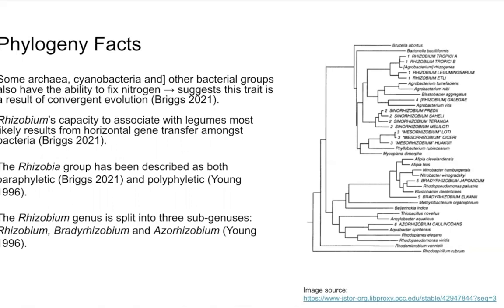The Rhizobia group has been described as both paraphyletic and polyphyletic. The Rhizobium genus splits into 3 subgenuses: Rhizobium, Bradyrhizobium, and Azorhizobium. All 3 fall under the category of proteobacteria, but on distinct branches, each of which also includes bacterial species that are not Rhizobia.